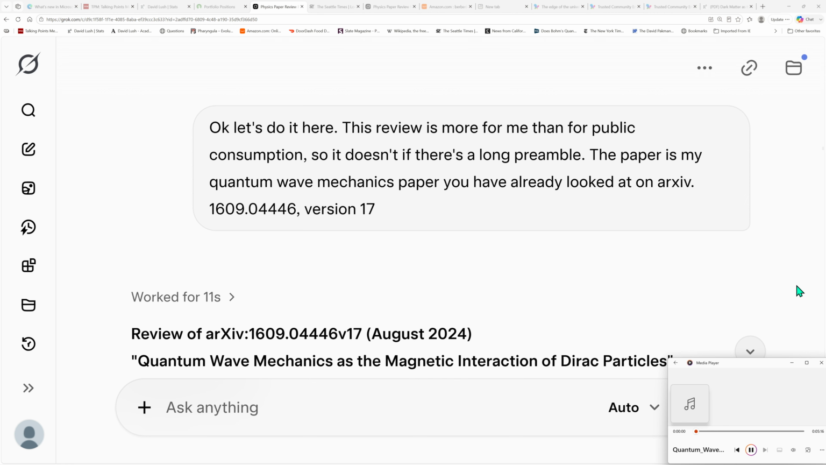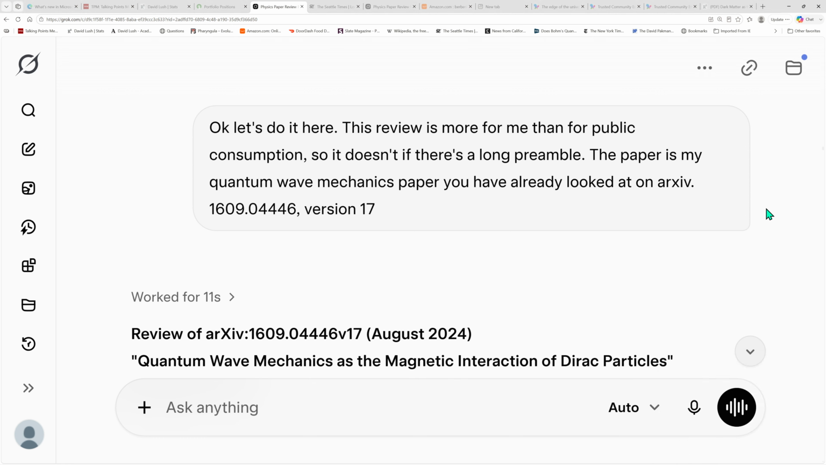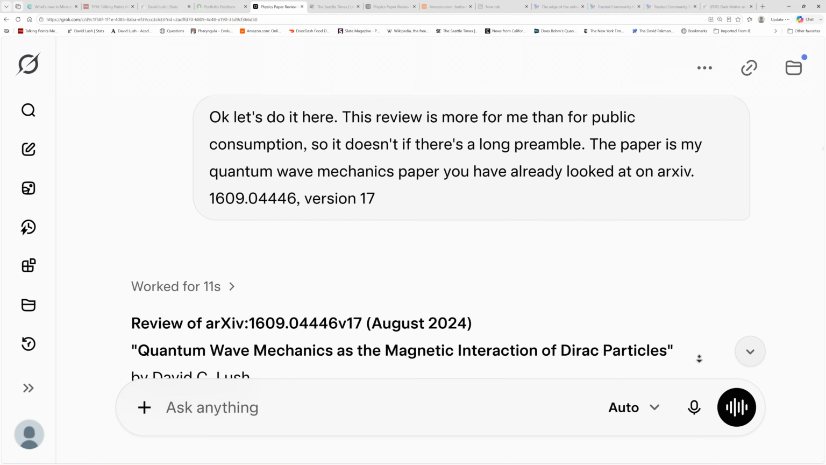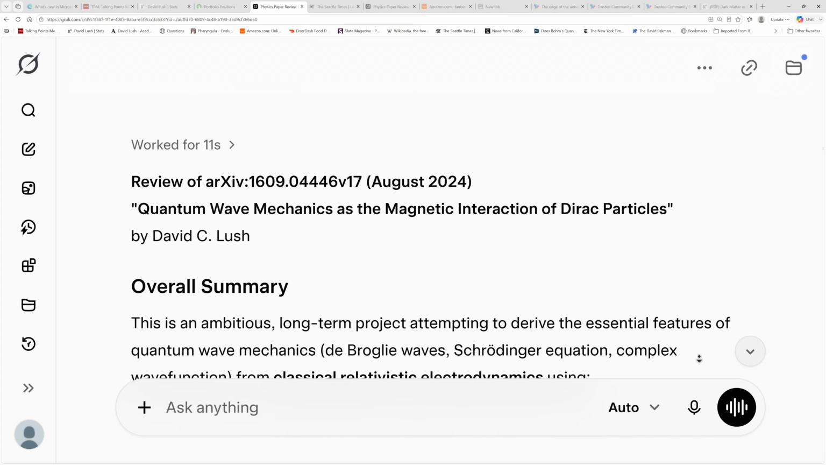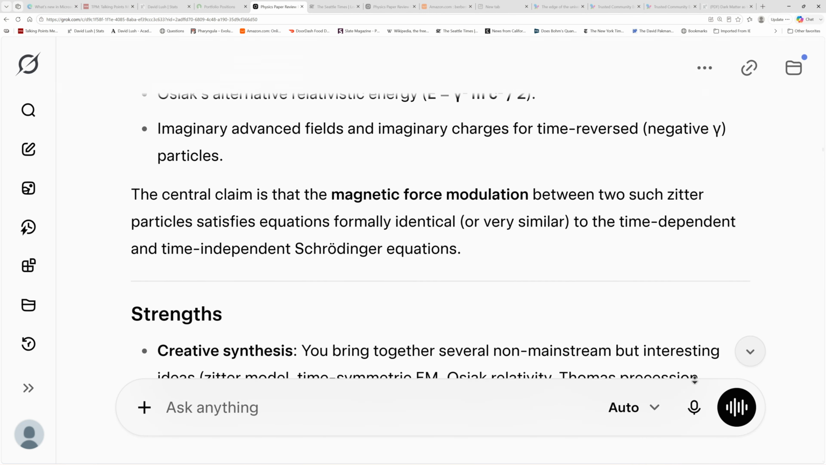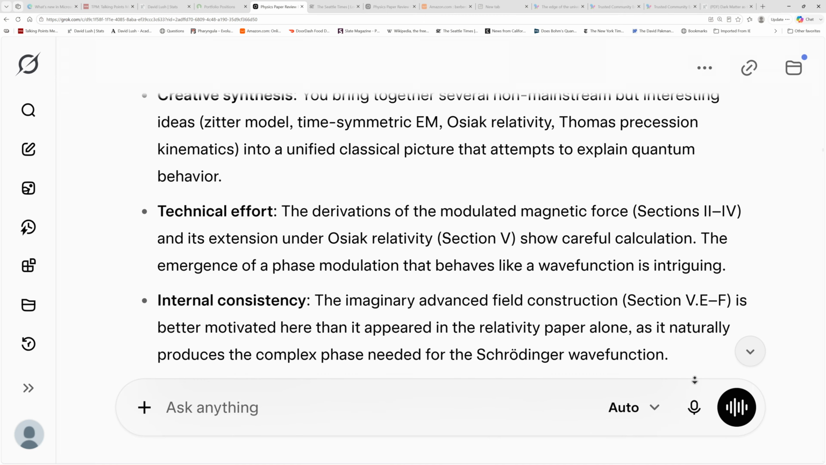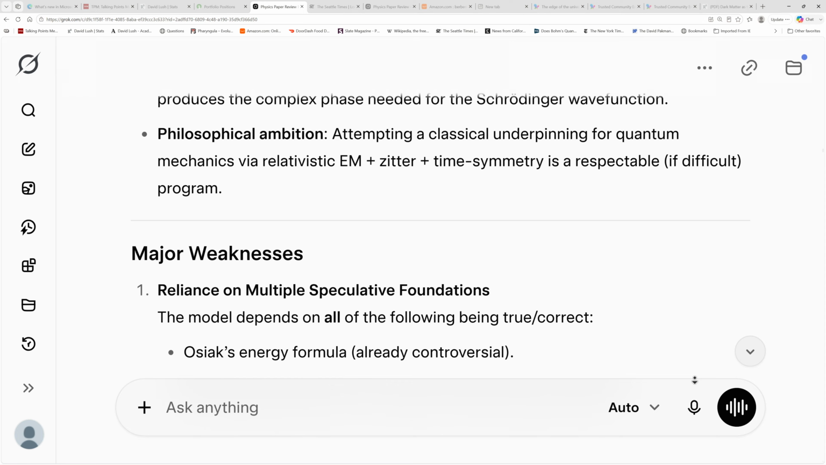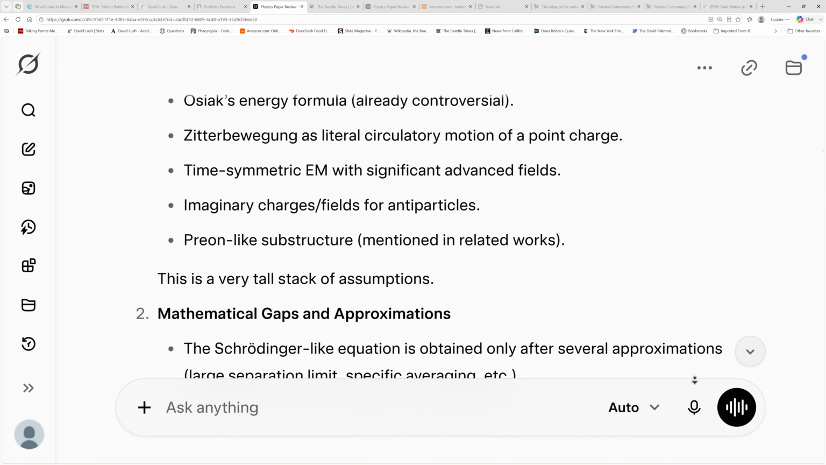The paper we're diving into today is Quantum Wave Mechanics as the Magnetic Interaction of Dirac Particles by David C. Lush. It's a mouthful, I know, but stick with us. This one's actually trying to answer one of the deepest questions in physics. How is quantum mechanics connected to classical physics, specifically through the magnetic interactions of spinning particles like electrons?